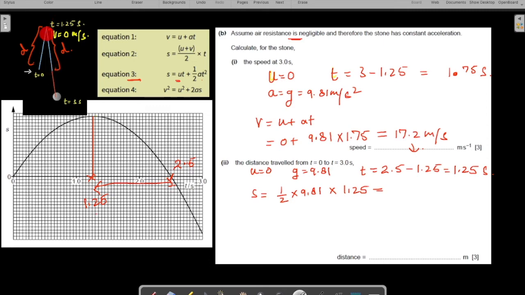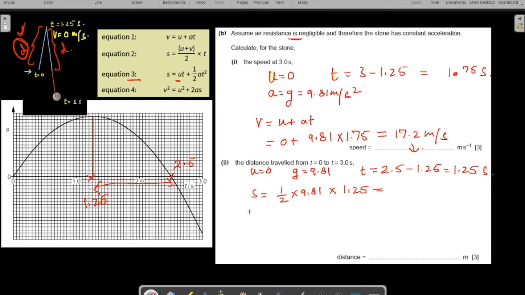Starting from the topmost point till here, it will give you this distance, which is the same as the distance here. So you have in a way calculated this part. Now you have to add the displacement or the distance when it is coming down all the way to the bottommost point, starting from the top all the way to the bottommost point.